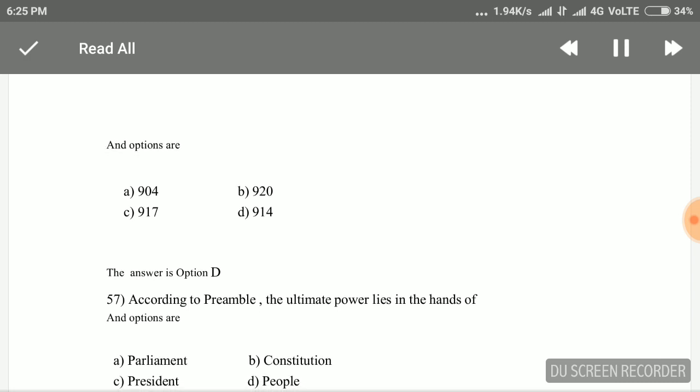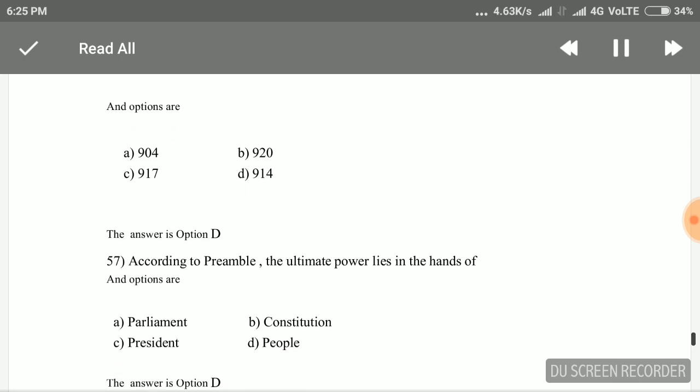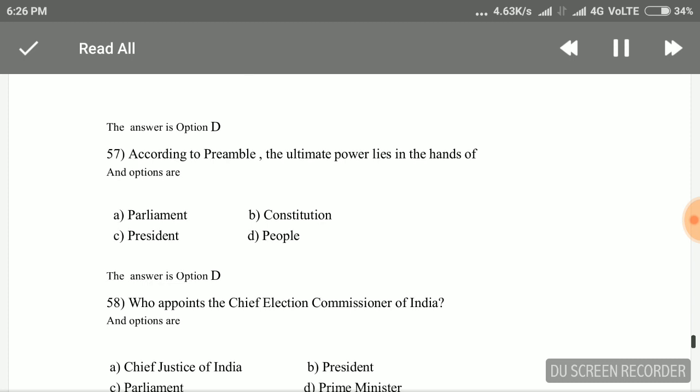57. According to the Preamble, the ultimate power lies in the hands of. And options are A. Parliament, B. Constitution, C. President, D. people. The answer is option D.